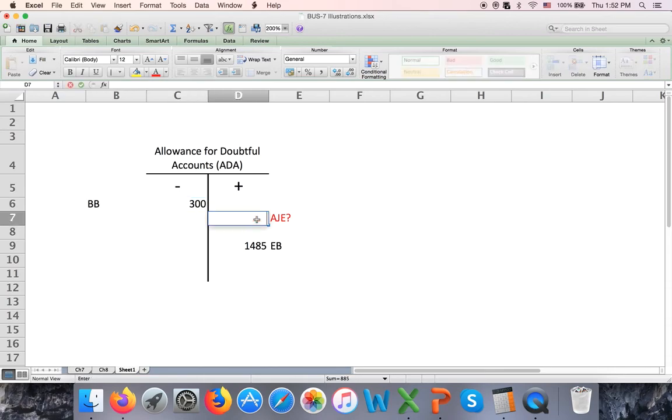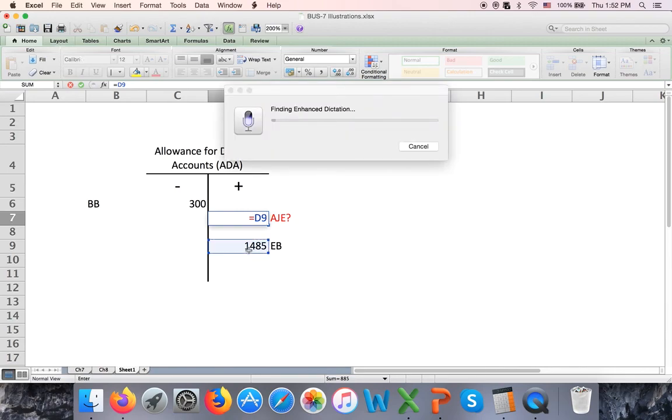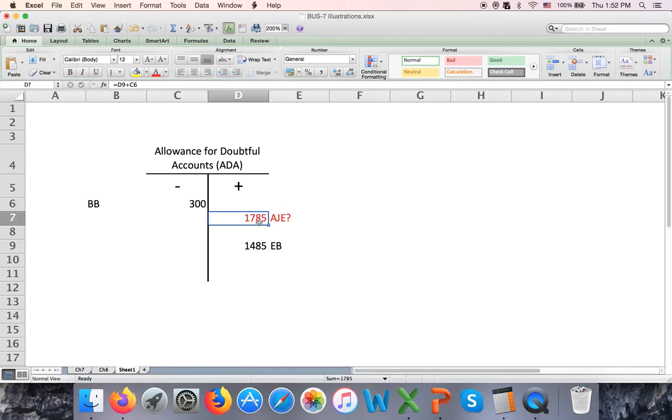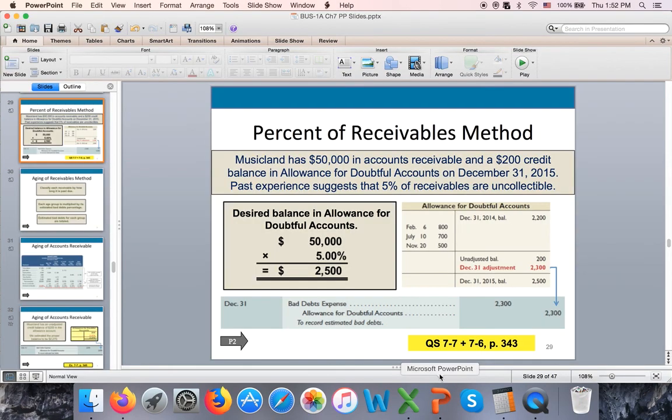So what would my adjustment be? So I would have to add these two together now. I have to add them together. So that would be the answer. So 1,785 would be the adjustment. Debit bad debt expense, credit allowance for doubtful accounts.